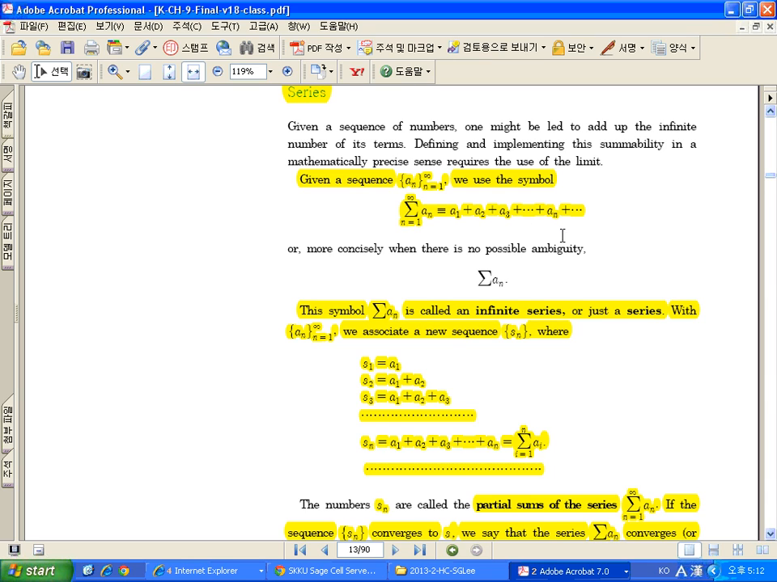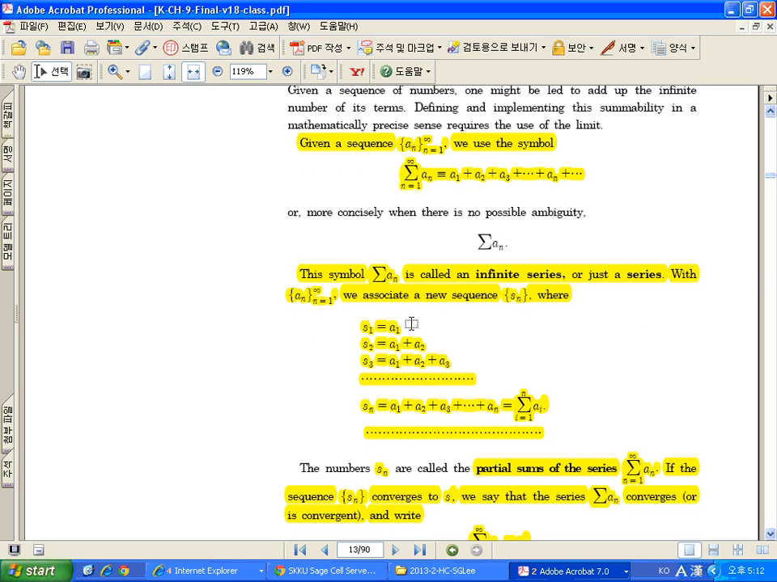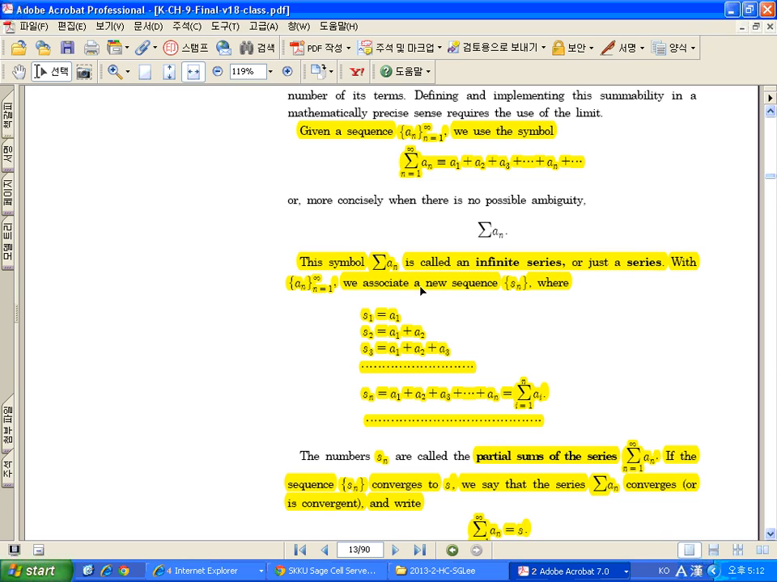This is a summation of each term, and this symbol is called the infinite series, or just a series. Then we can also think of a new sequence, Sn, where S1 is the partial sum of the first one, S2 is the partial sum of the first two terms, S3 is the sum of the first three terms, like this. Then this is another sequence from the partial sums. This number Sn is called the partial sum of the series, summation of An.